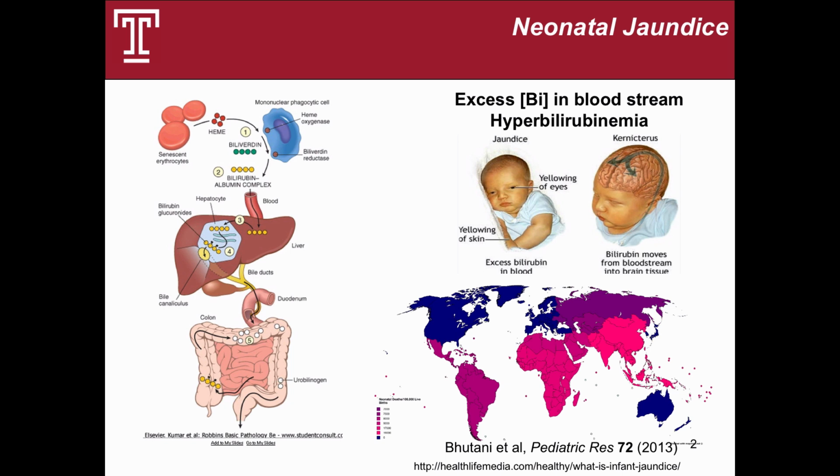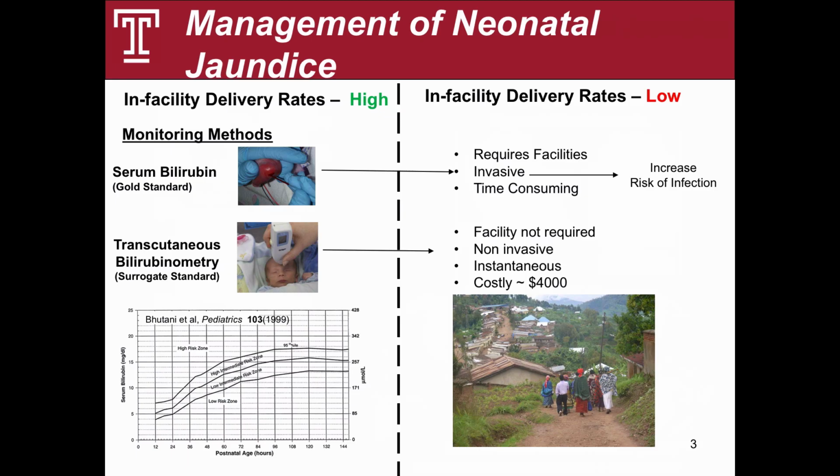What we have here is a global map of mortality rates. And what we see is that the mortality rate in low and middle income settings is higher than it would be in high income settings. To understand this, we need to take a look at how neonatal jaundice is managed. One thing that we know off the top is that in-facility delivery rates are higher in high-income settings than they are in low and middle-income settings.